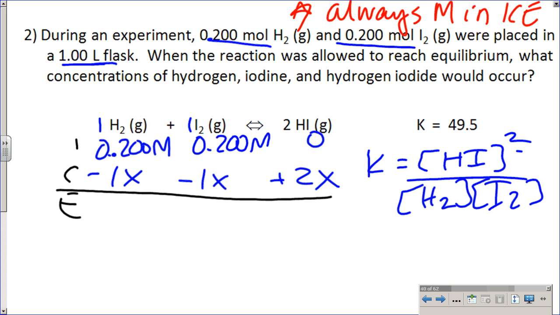So then at the end, I don't know anything else. I have to literally copy down what I just wrote. 0.2 minus x. 0.2 minus x, and 0 plus 2x is just 2x. There's my equilibrium. Why did I have to get to equilibrium before I could proceed?